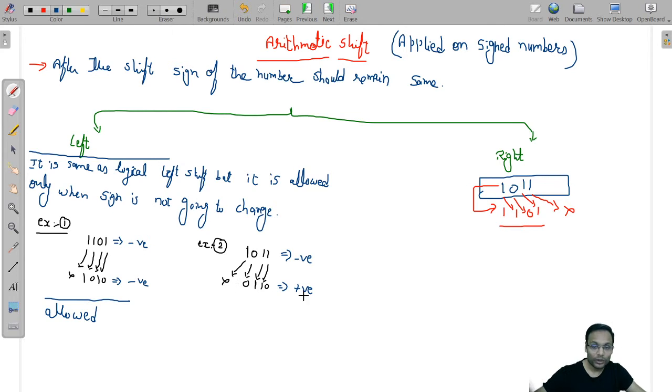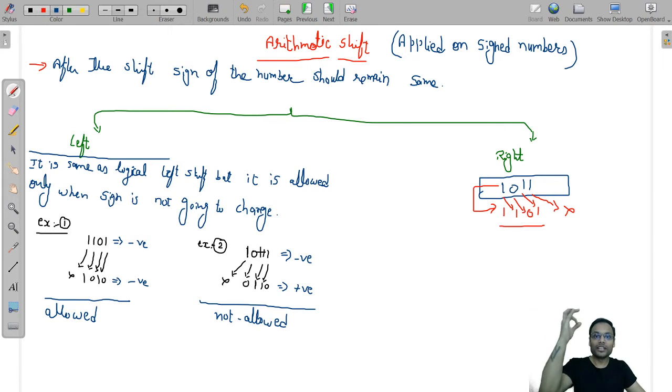This is 0 now, so positive. Will this particular operation be allowed by your CPU? No, not at all allowed. Even before performing this operation, by checking this value only, CPU will say that arithmetic shift cannot be done on this. On this value arithmetic left shift cannot be performed.